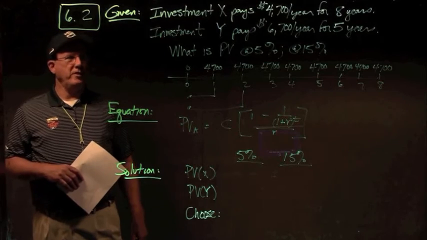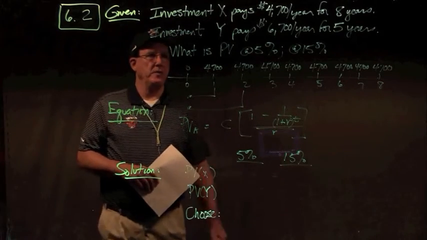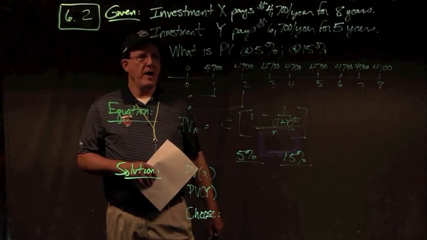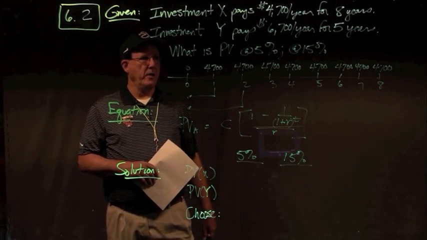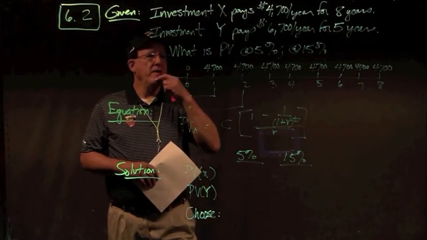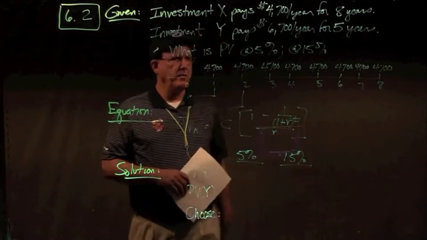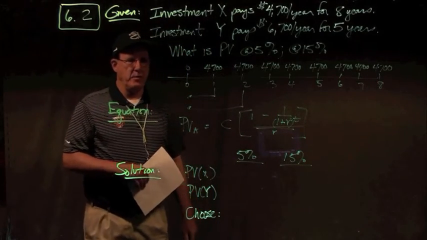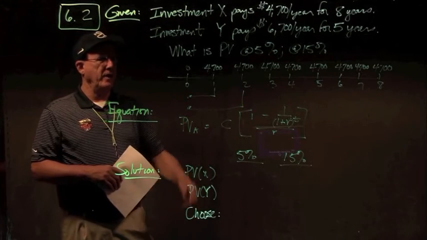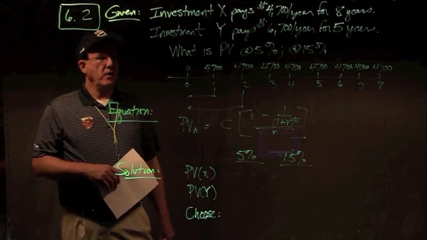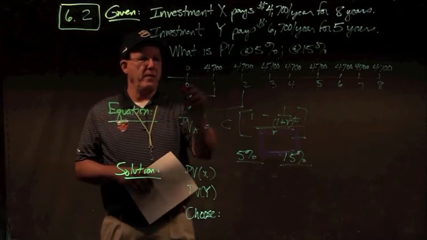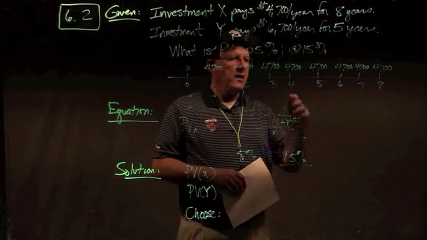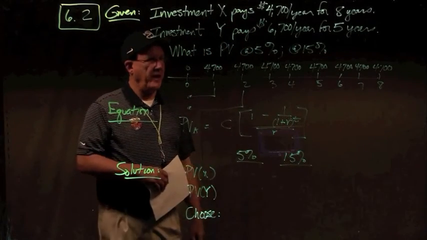In problem 6.2, we're given a choice between two investments. Investment X pays $4,700 a year for 8 years, or investment Y pays $6,700 per year for 5 years. Which is better today at a discount rate of 5% and then a discount rate of 15%? Once again, in chapters 6 through 11, I want to draw timelines of my cash flows. So this one looks like this: nothing put in the bank today, but on December 31st of each year, $4,700, $4,700, $4,700, $4,700, all the way out to year number 8.